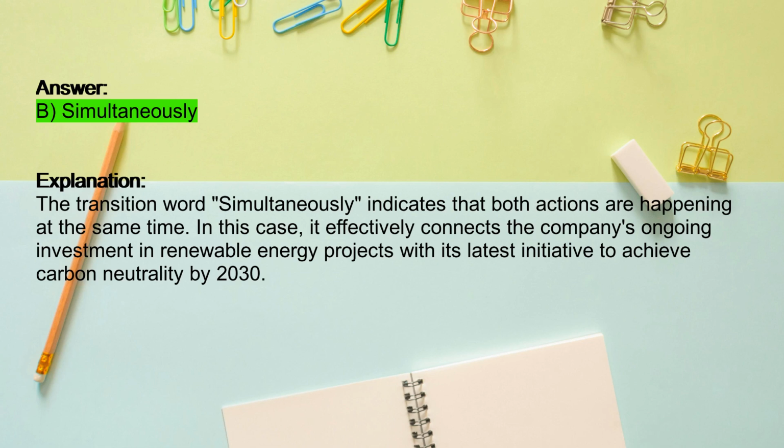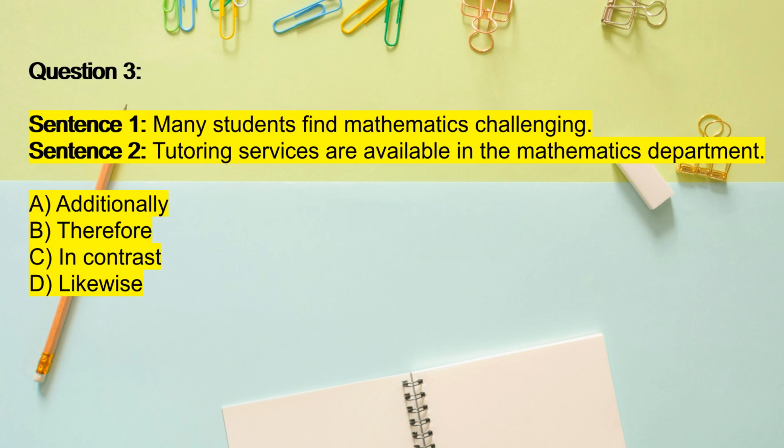The transition word simultaneously indicates that both actions are happening at the same time. In this case, it effectively connects the company's ongoing investment in renewable energy projects with its latest initiative to achieve carbon neutrality by 2030.